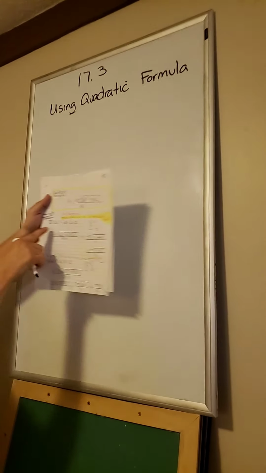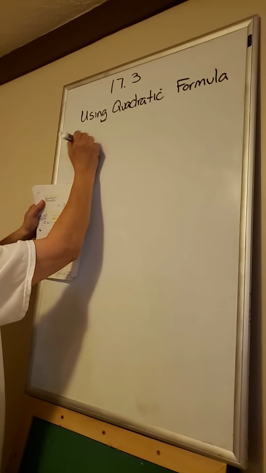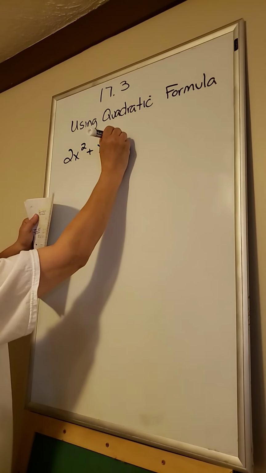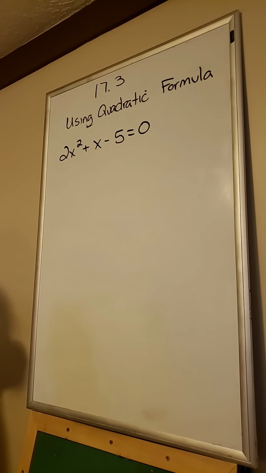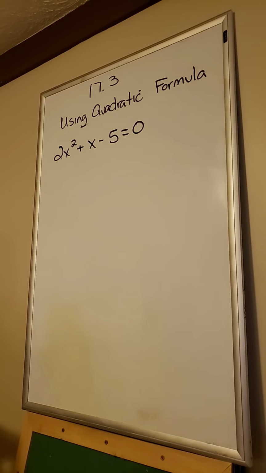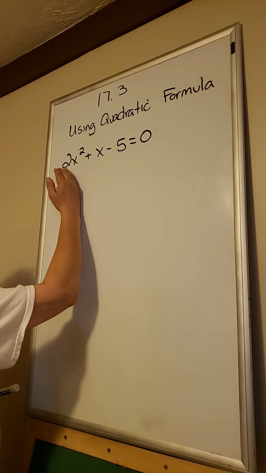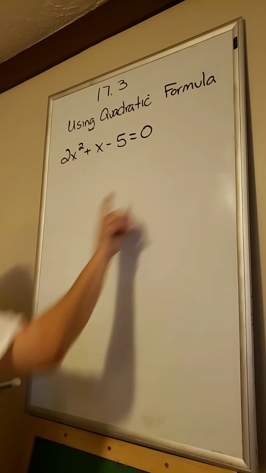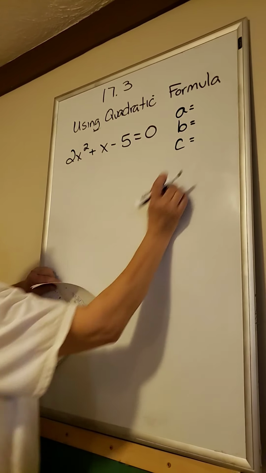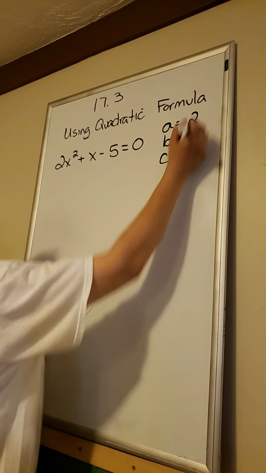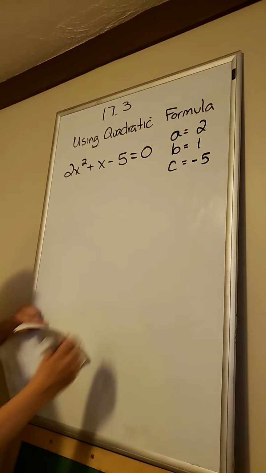So the first example that we have on here, I got right there, 2x squared plus x minus 5 equals 0. So I can see that it's not factored, which is good. So my second question is, is it in standard form? Yes, I have my x squared, my x, and my constant all on one side, leaving me with just a 0 on the other. So I can go ahead and identify my A, my B, and my C. My A is 2. My B is 1. My C is negative 5.